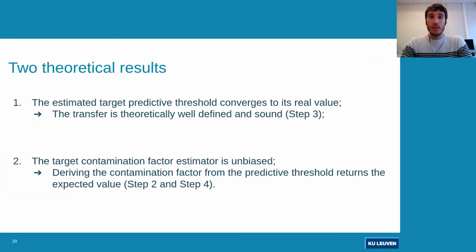In a nutshell, the 2 results we achieve are the following. First, the estimated target threshold converges to its real value when increasing the target sample size. This means that our step 3 is theoretically well-defined and sound. Second, the derived target contamination factor estimator is unbiased, which means that steps 2 and 4 are motivated as well.